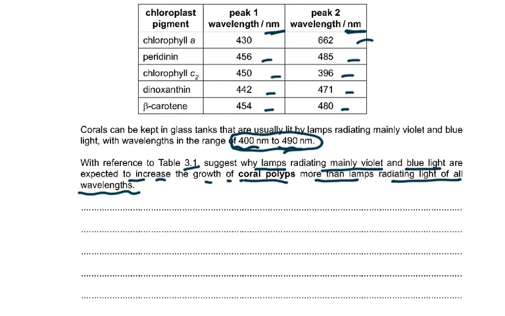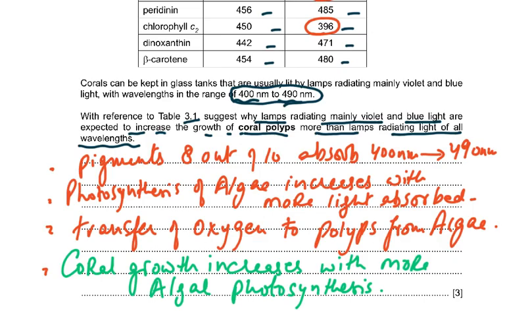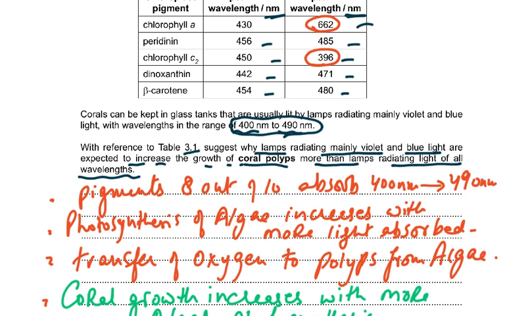So you've got to figure out how you're going to answer this question in 3 marks, for 400 to 490 nanometers. As I marked, these are the only 2 which were not in it. So 8 out of 10 absorb 400 to 490 nanometers. Only 2 didn't absorb. So you should have looked at it from this angle when you read this question.